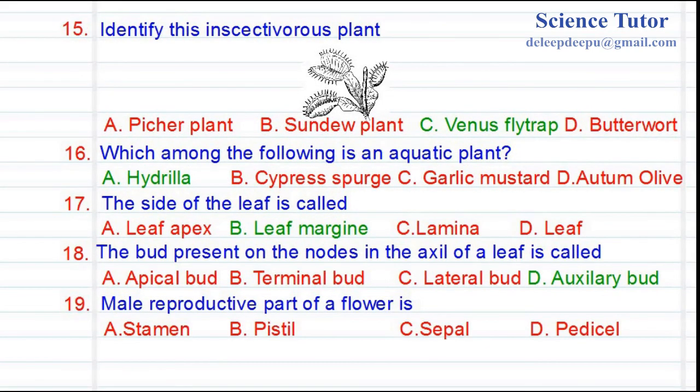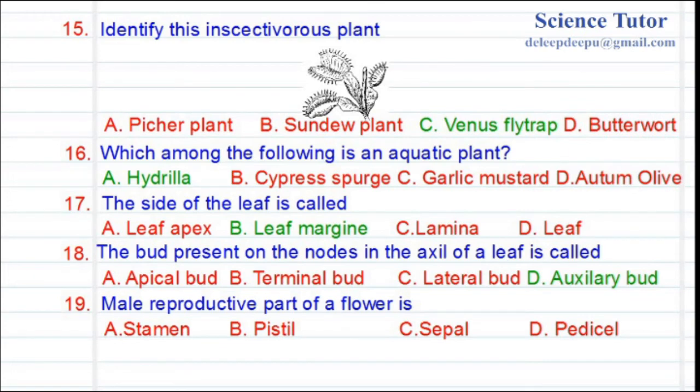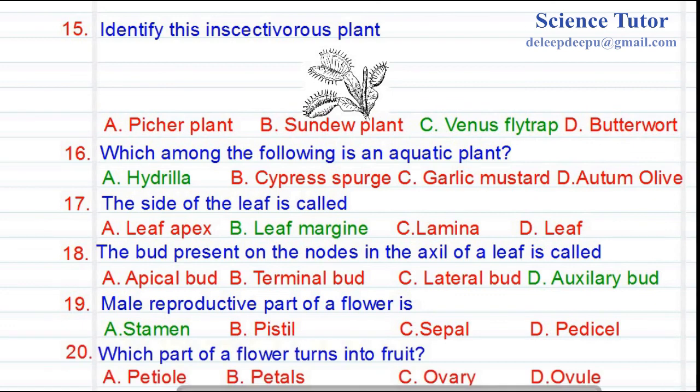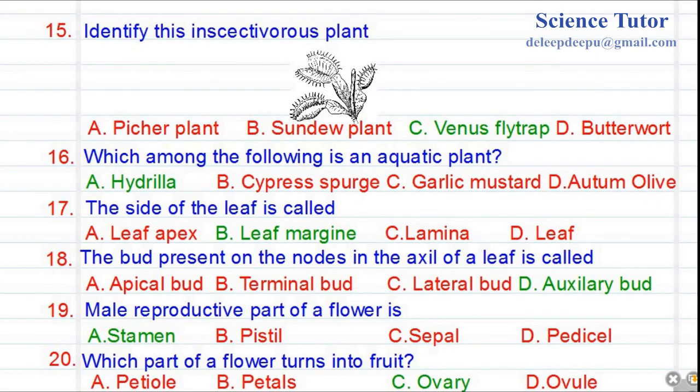Next question, 19th question: male reproductive part of a flower is stamen, pistil, sepal, or pedicel. There is no chance for the options C and D. We can look at the other two options. You already noticed that stamen is the male reproductive part. A is the choice. Our last question. Which part of a flower turns into fruit? That also we already discussed. Ovary turns into fruit and ovule turns into seed.